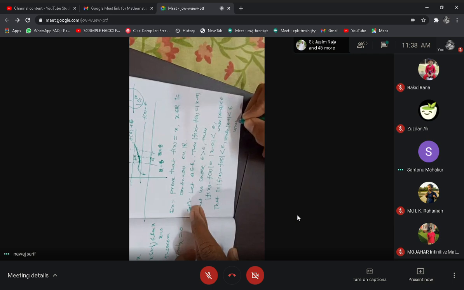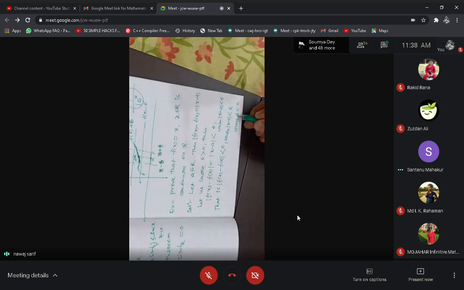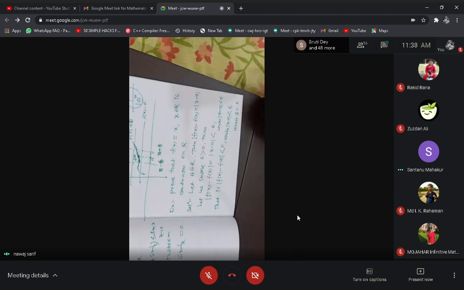where this delta equals epsilon. We have chosen delta equal to epsilon. That means delta depends on this epsilon.